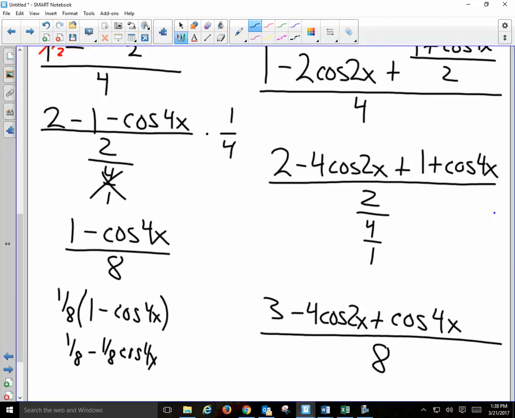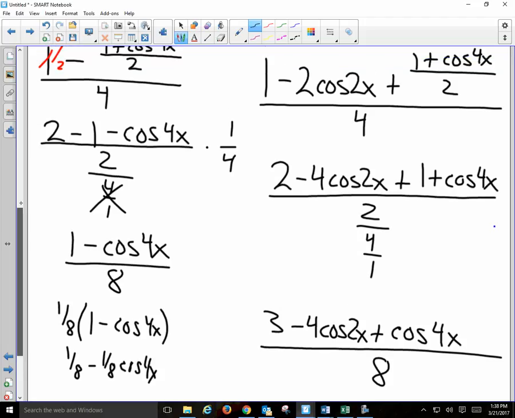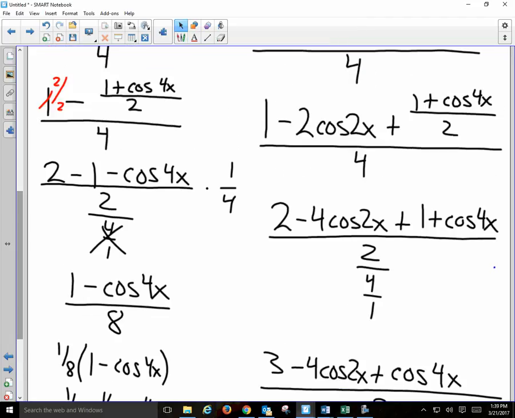This one? Okay. Let me write this out. That's over 1, right? So I need to find common denominators between the 1 and the 2. So I multiply the top and bottom of this fraction right here by 2. And I get 2 minus 4. And now it has a new denominator of 2. See that? Yes.